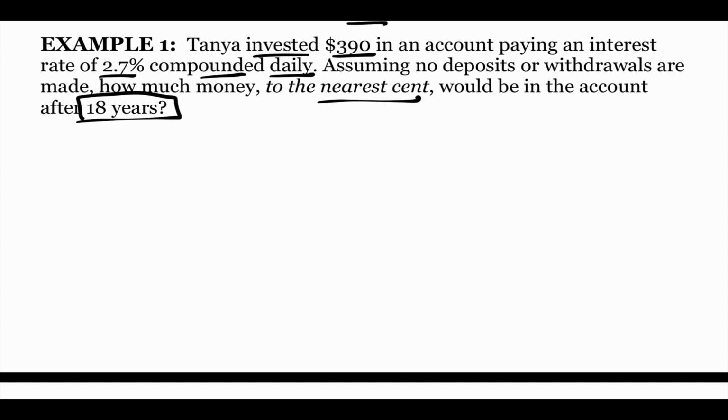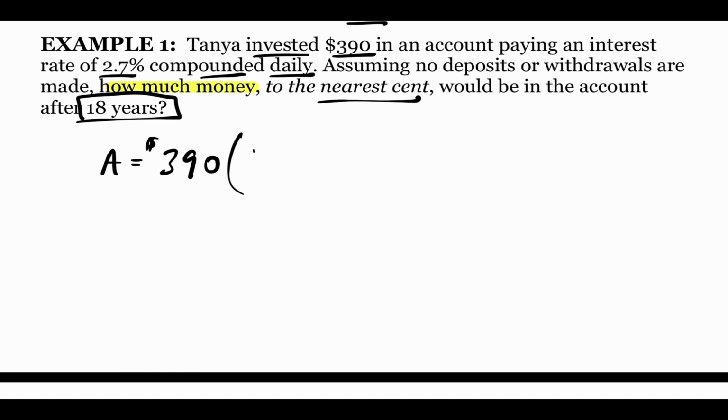Okay, so here we go. A is the amount accrued. That's what they want to know, right? They want to know how much money, so that's A. Principal, P. What did she start with? $390, right? You have to start with something. You can't go to a bank and say, I want to open an account and not have any money. You have to have some money to start with.